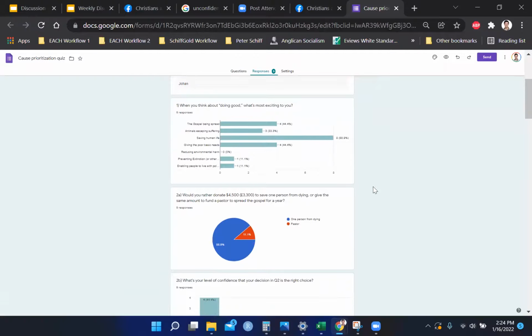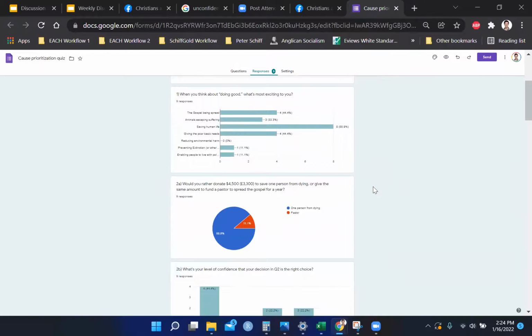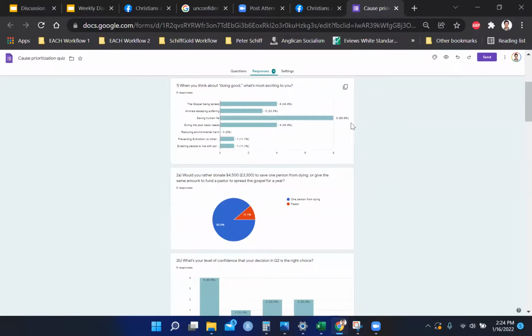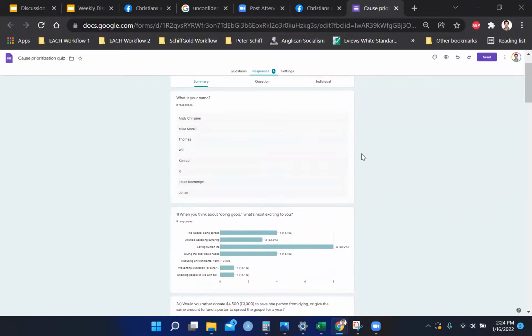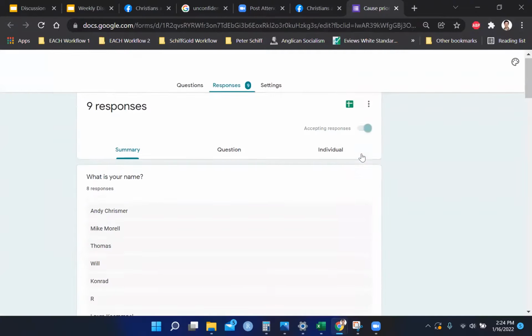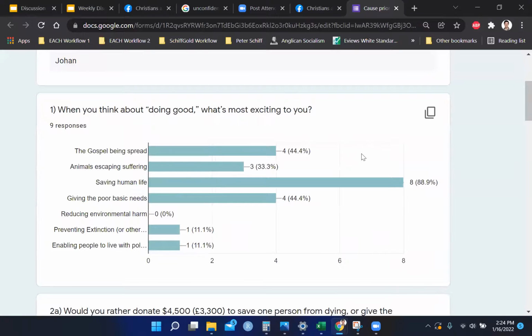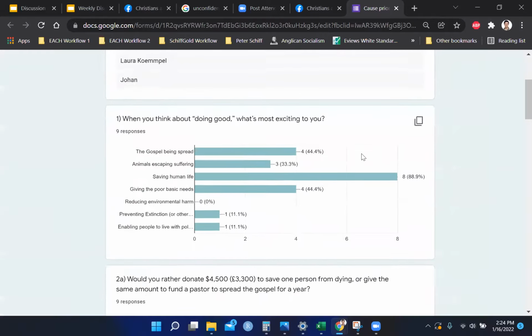So I'm just gonna blaze through these. So the first question about doing good. Can you zoom in a bit more? I will, thank you. They're really small. How is this? That's better.